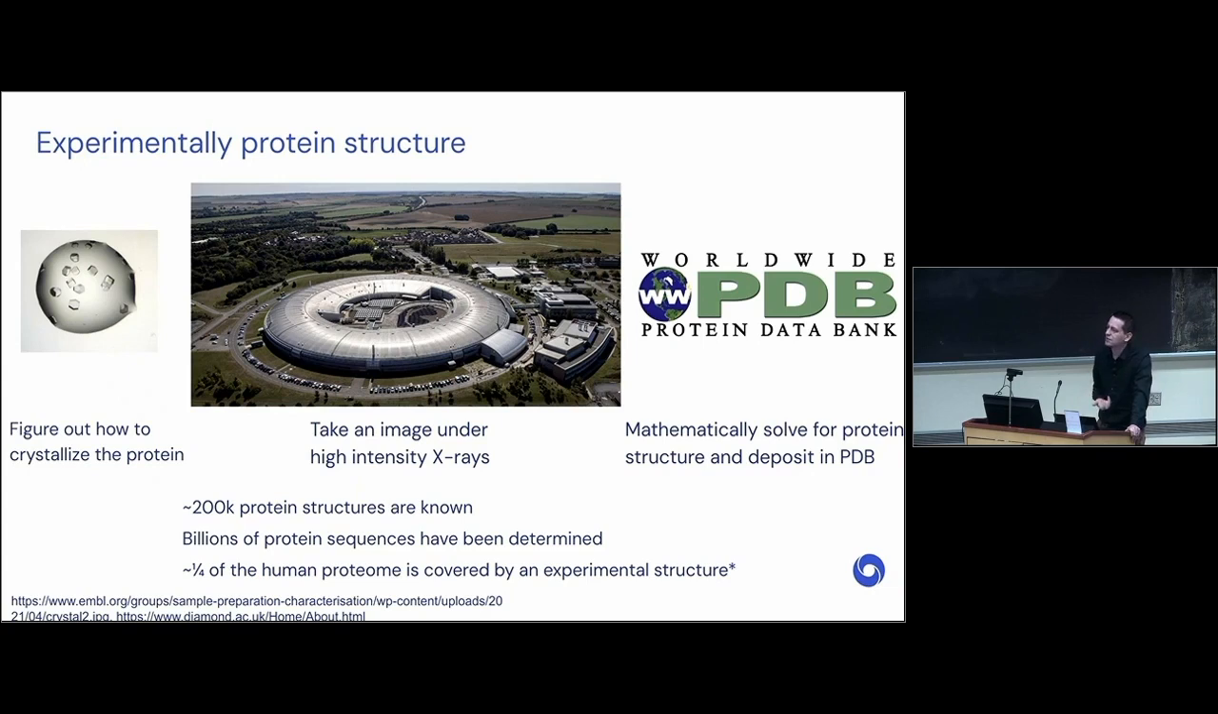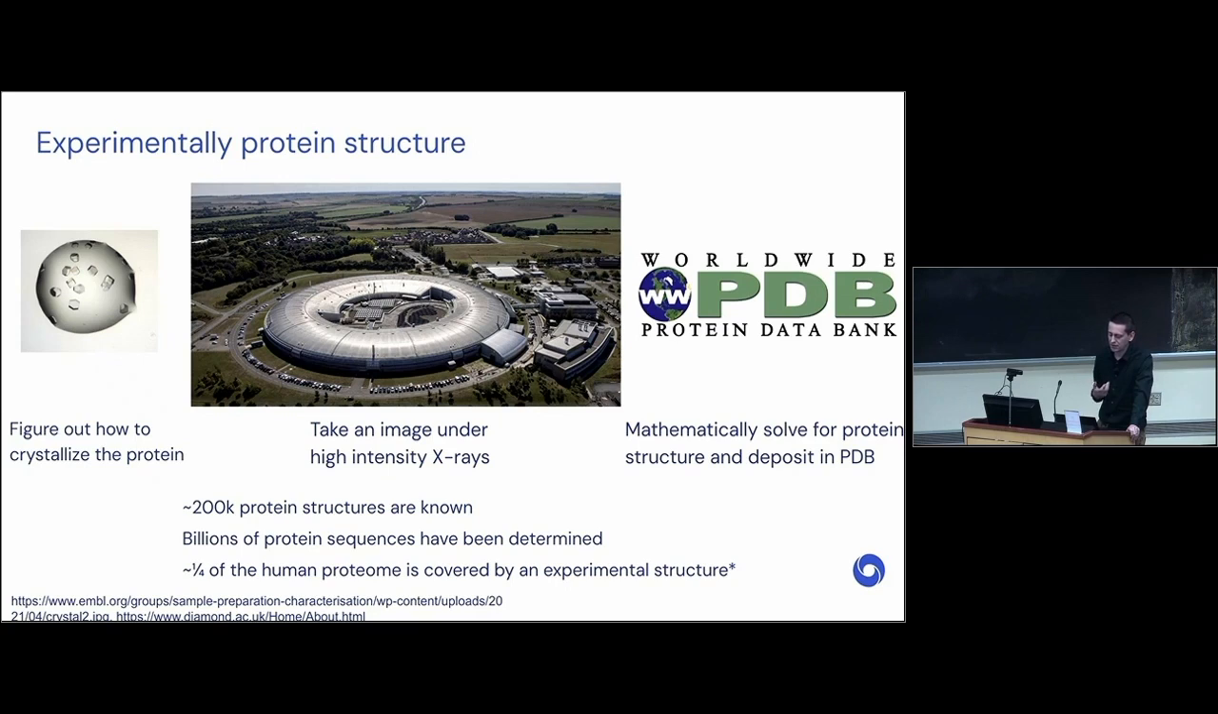And this is extremely important, and it's so important we've done it 200,000 times despite how difficult it is, and deposited in the PDB, or many more. But we've had the sequencing revolution. We know billions of protein sequences. In fact, if you compare the growth rate of, say, UniProt and PDB, we're learning sequences about 3,000 times faster than we're experimentally determining structures. And so we've got this incredible gap, and that's even before you consider interactions.